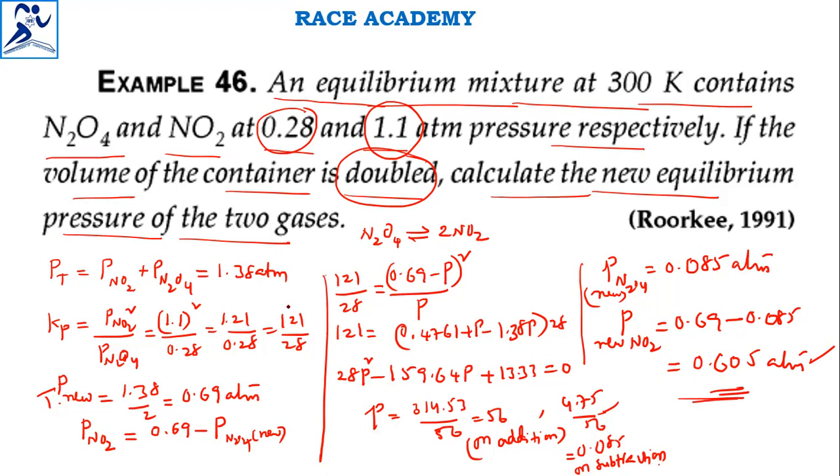So these are the values for this question. First we took the given values and found the total pressure. Using that we found the Kp value, and using the Kp value we equated it to that of the new pressures, and after that we solved for P. P is nothing but the partial pressure of N2O4, and once we got 0.085, we got the new partial pressure of nitrogen dioxide at equilibrium, that is 0.69 minus 0.085, finally 0.605. This is the right answer for this one.